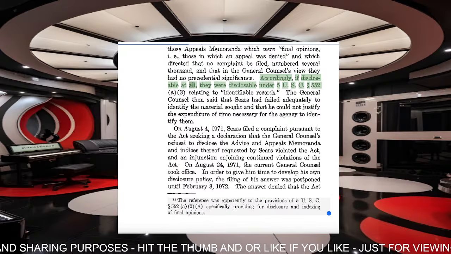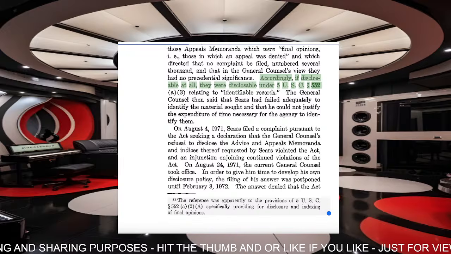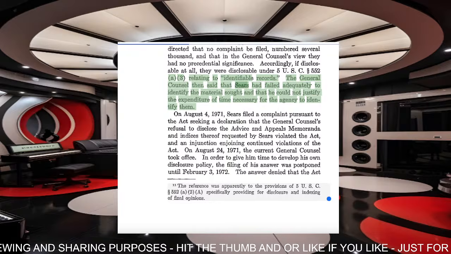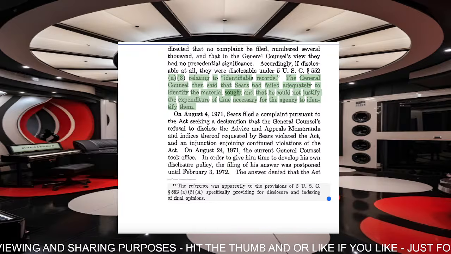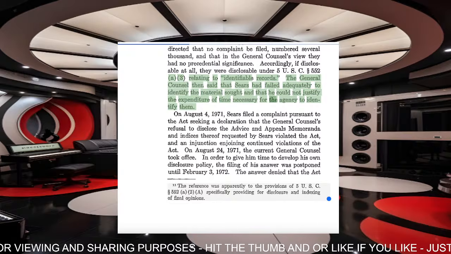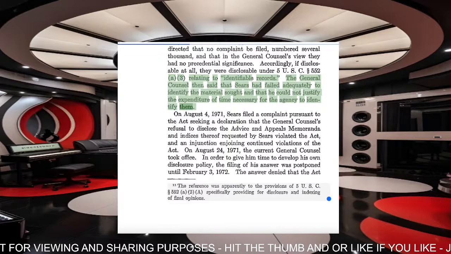Accordingly, if disclosable at all, they were disclosable under 5 U.S.C. 552 relating to identifiable records. The General Counsel then said that Sears had failed adequately to identify the material sought, and that he could not justify the expenditure of time necessary for the agency to identify them.